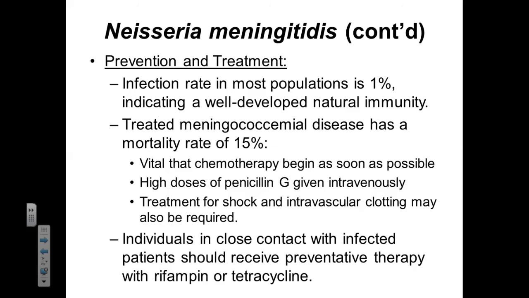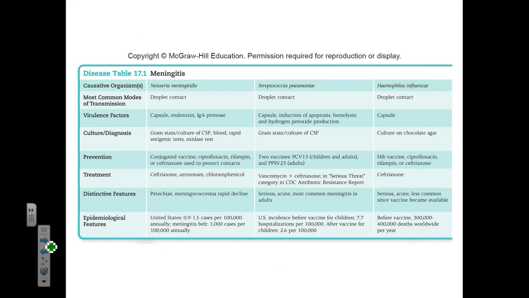Intravascular clotting also may be an issue, so blood thinners may be administered. If a family member or another individual is in close contact with an infected patient, they should also receive prophylactic, preventative treatments with rifampin and/or tetracycline.